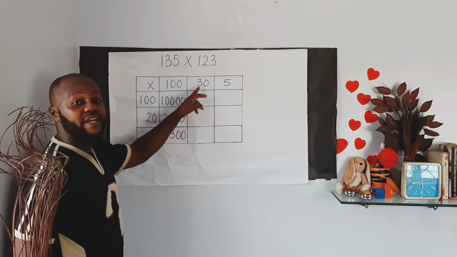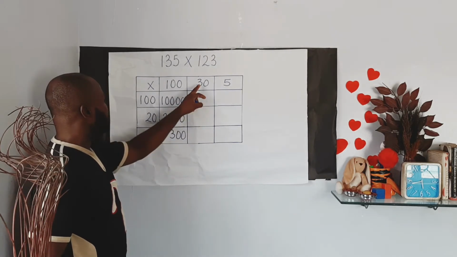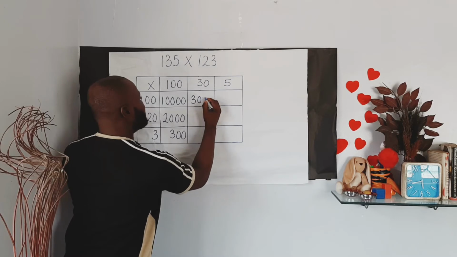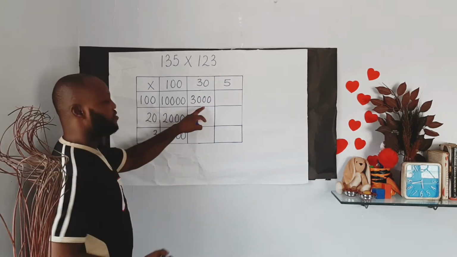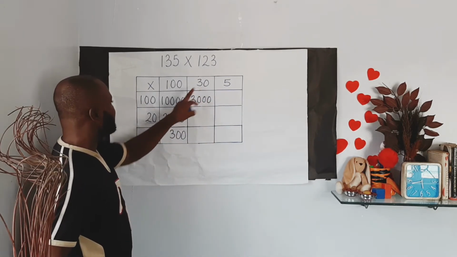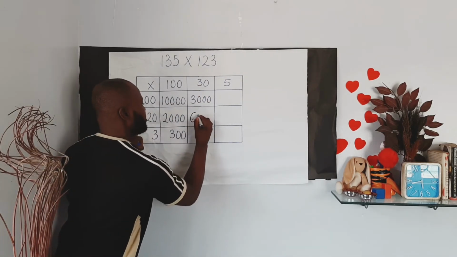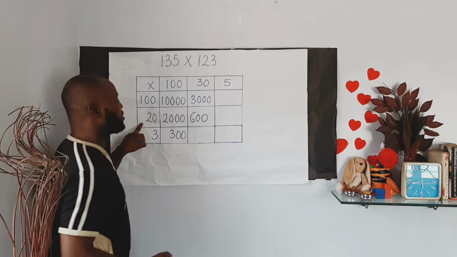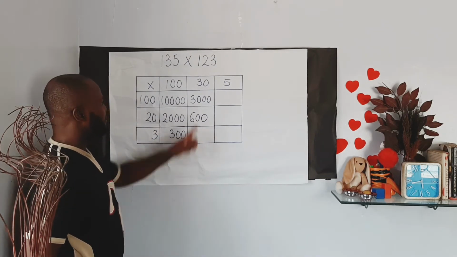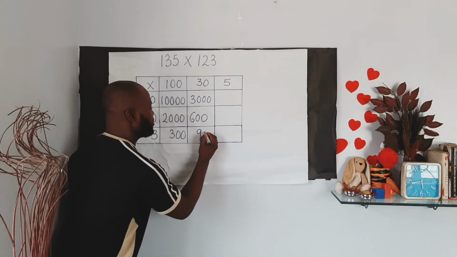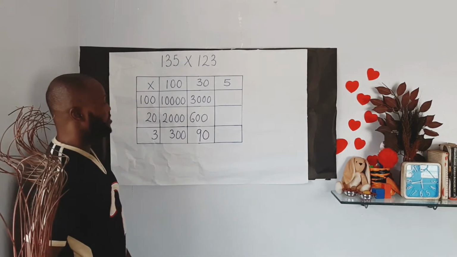I'll move on to the number in the tens place, which is 30. 30 times 100. I know that this is 30 times 100. So I'll be having 3,000 here. 30 times 20. I know that 3 times 2 is 6. So 30 times 20 will give me 600. Then 30 times 3. 3 times 3 is 9. So 30 times 3 is 90.